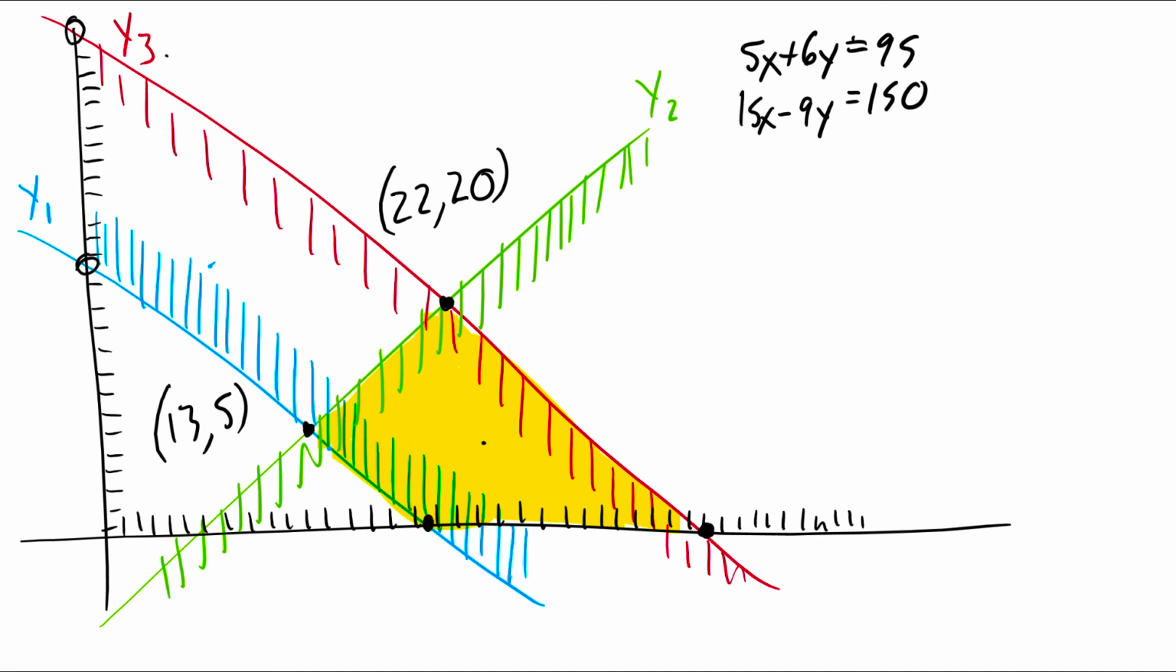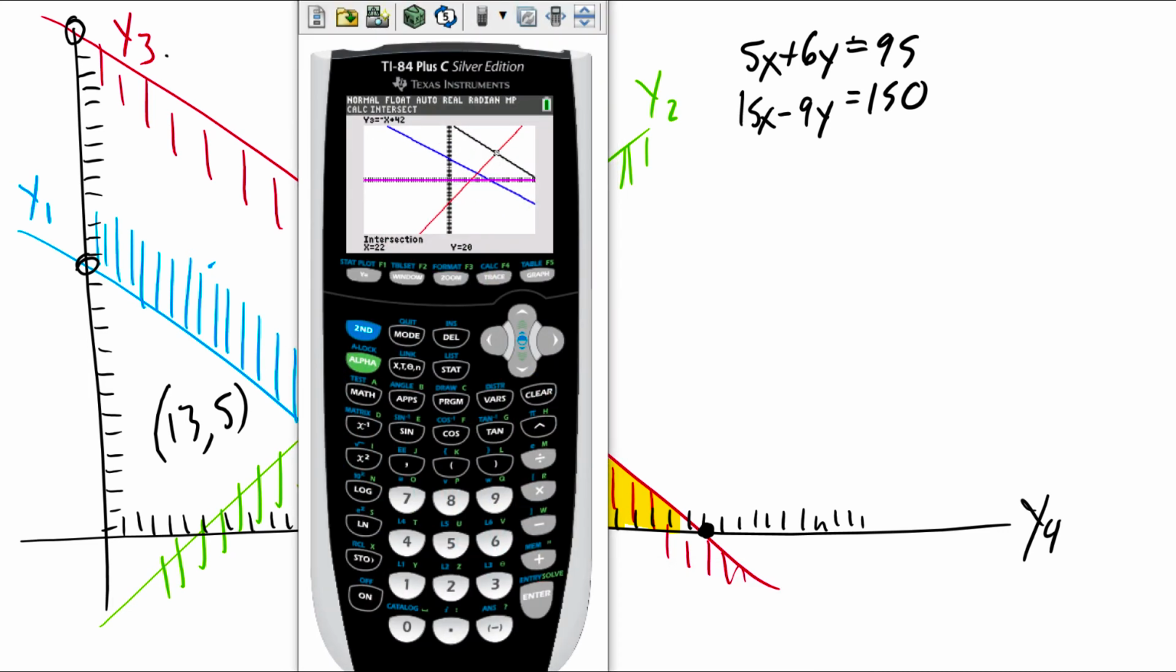All right, so next we want to find where y1 and y3 intersect the x-axis. Well, there are a couple of different ways to do this as well. We can use the intersect function because we put y4 as the x-axis. So let's do that for y1. So let's find the intersection. So second trace, down to intersect.